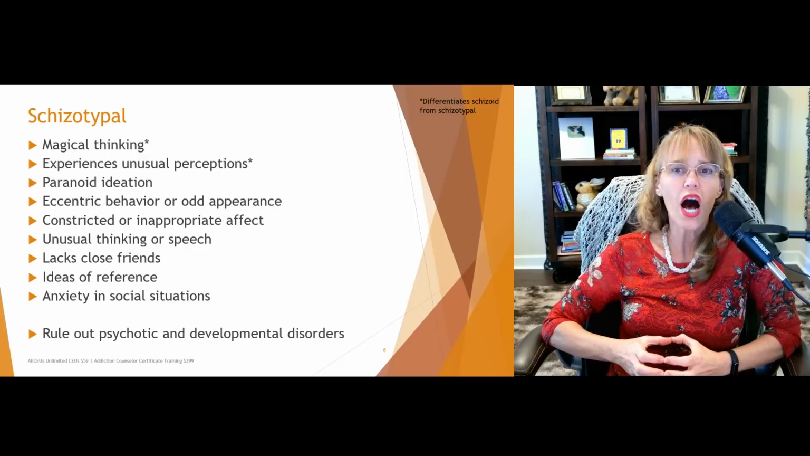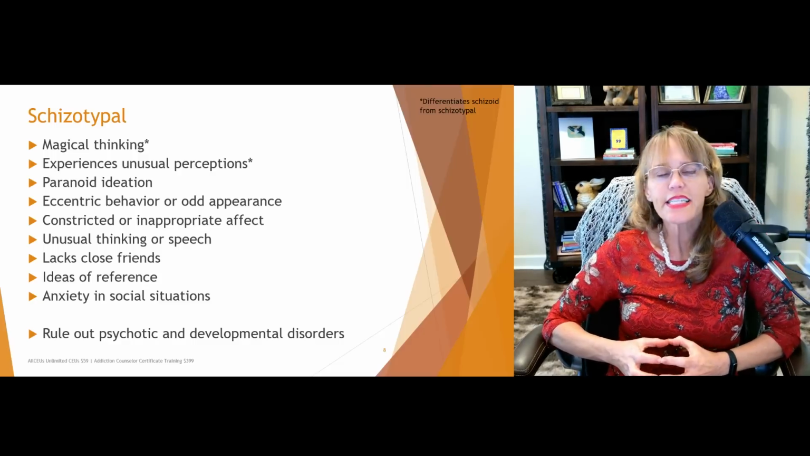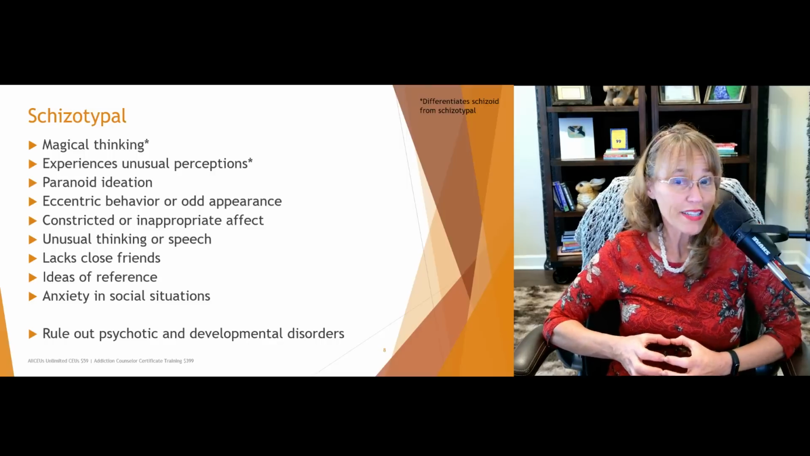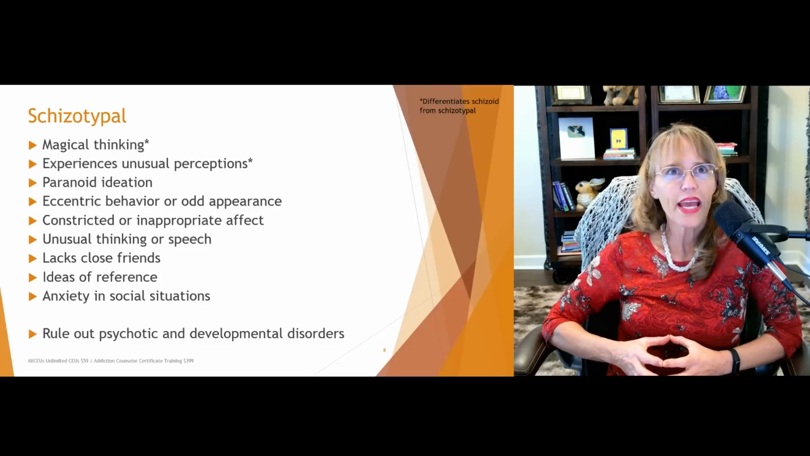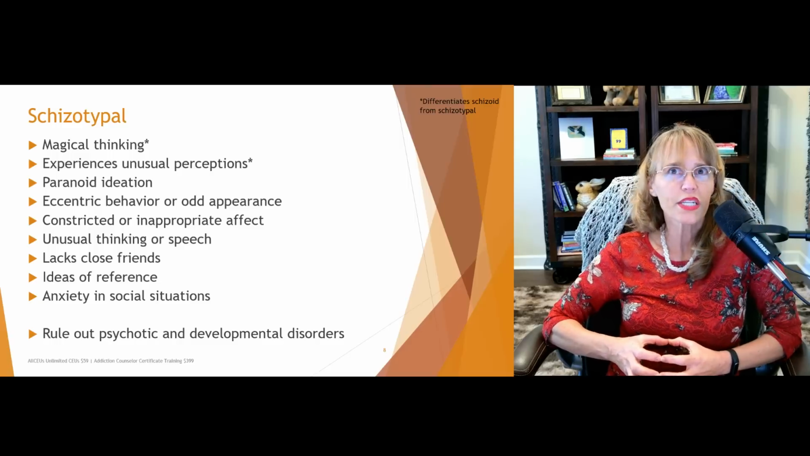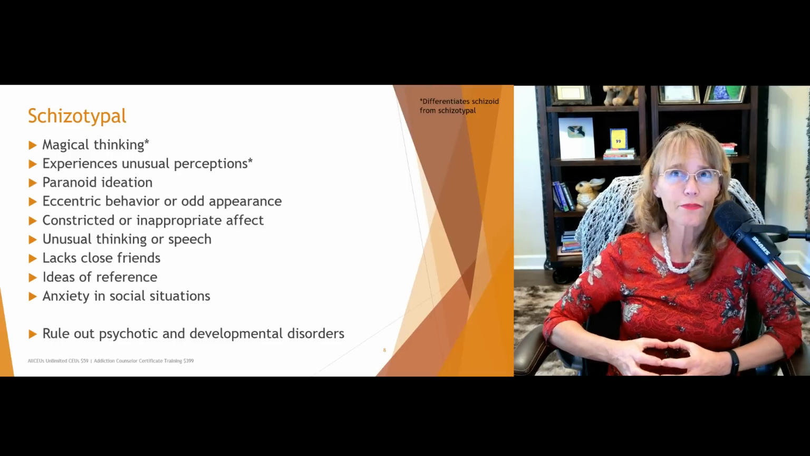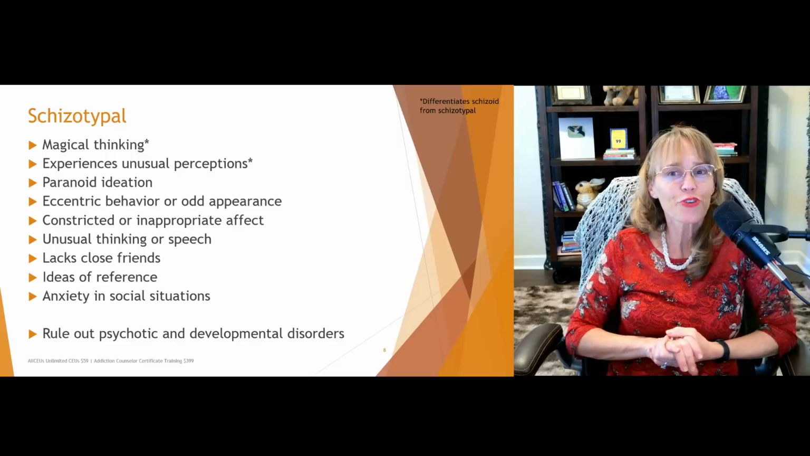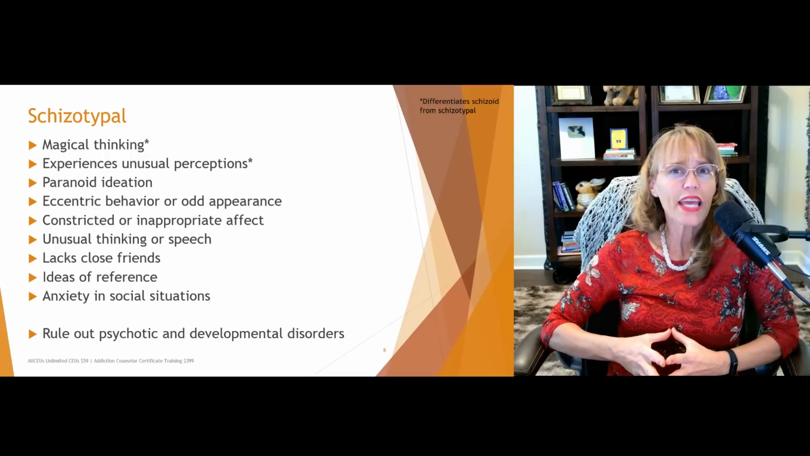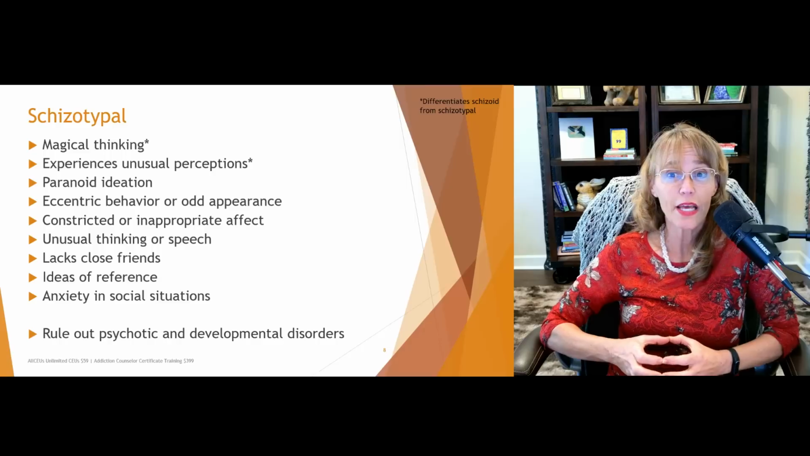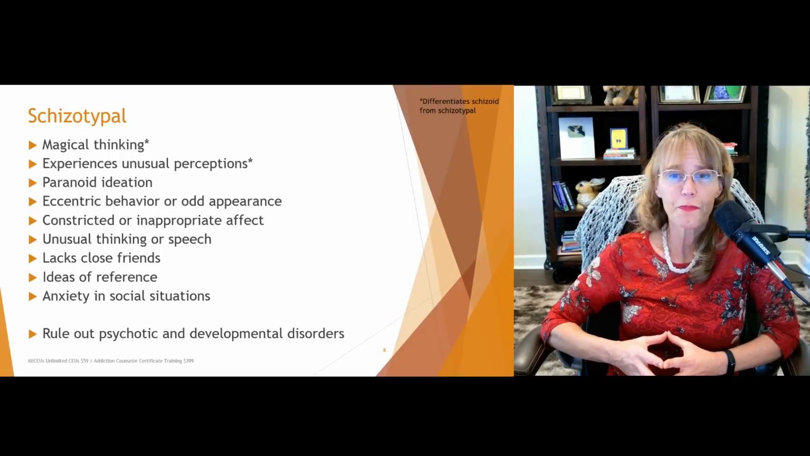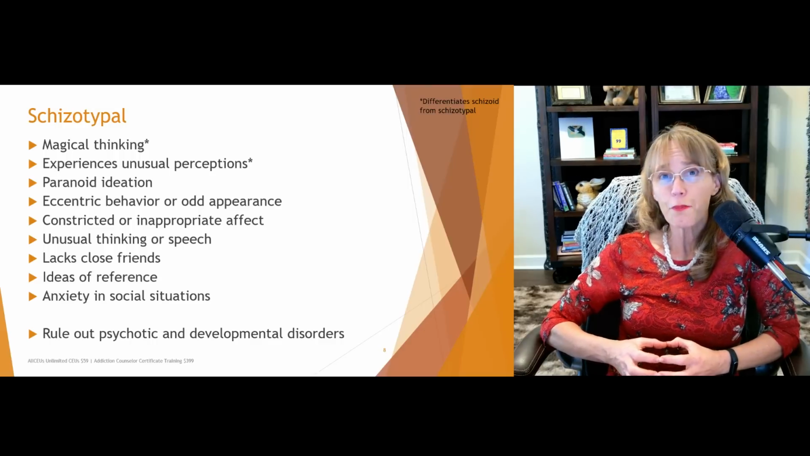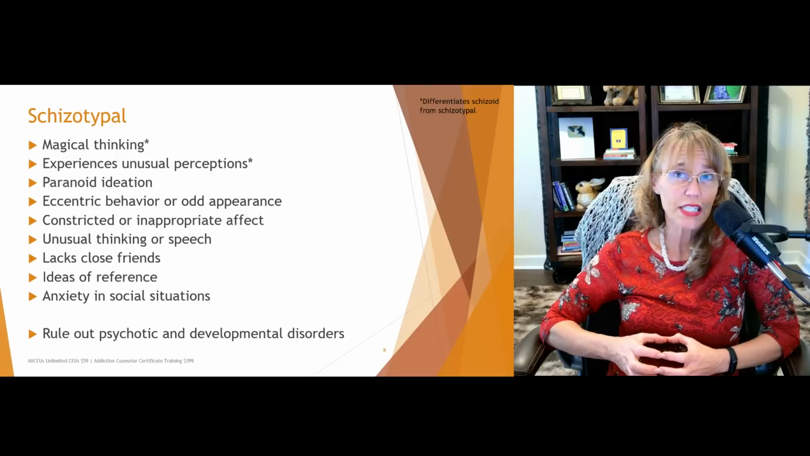Eccentric behavior or odd appearances. This is another one where the child or person may sort of march to the beat of their own drummer. They may have some eccentric behaviors that aren't what you would consider totally normal or typical in your culture. But it may just be something that they've always done. It may be a way they found to self-soothe in their life. The odd appearance may be a perceptual disorder.